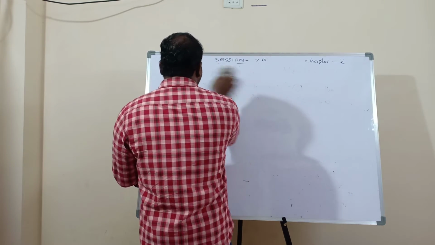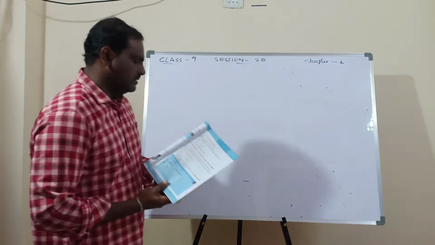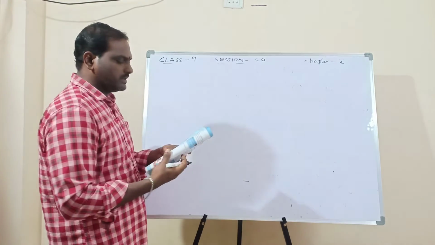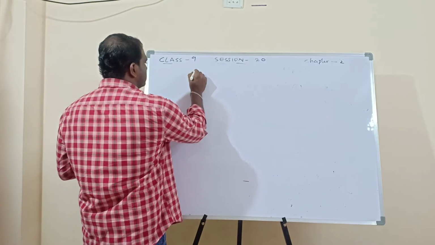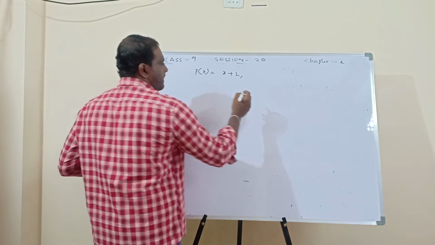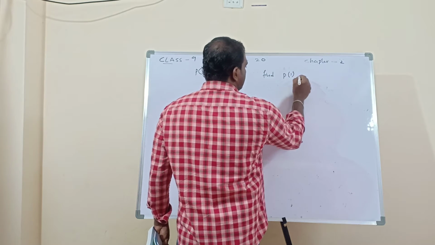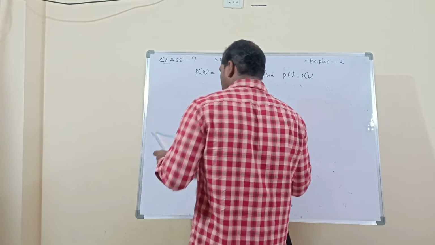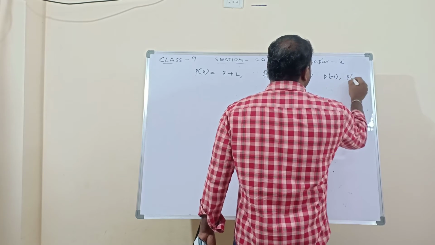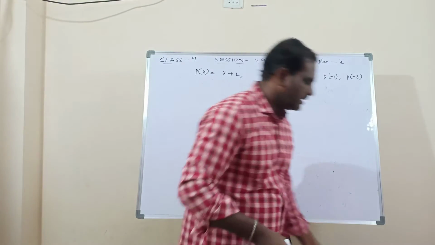which is given in your textbook. Example number 1, I hope, page number 34. I am following the previous textbooks, so just follow the question only. So here, first, p of x is equal to x plus 2. Find p of 1, p of 2, p of minus 1, p of minus 2. So these are the questions given.